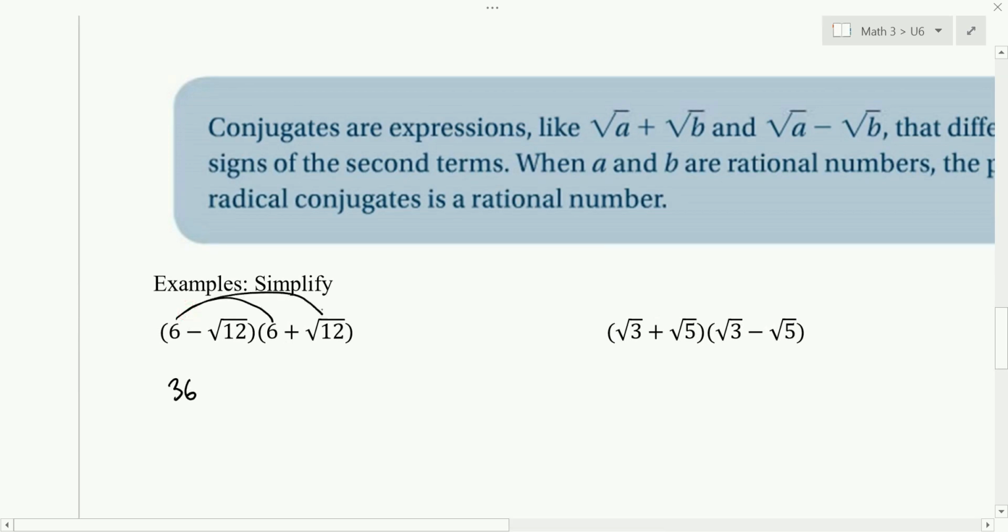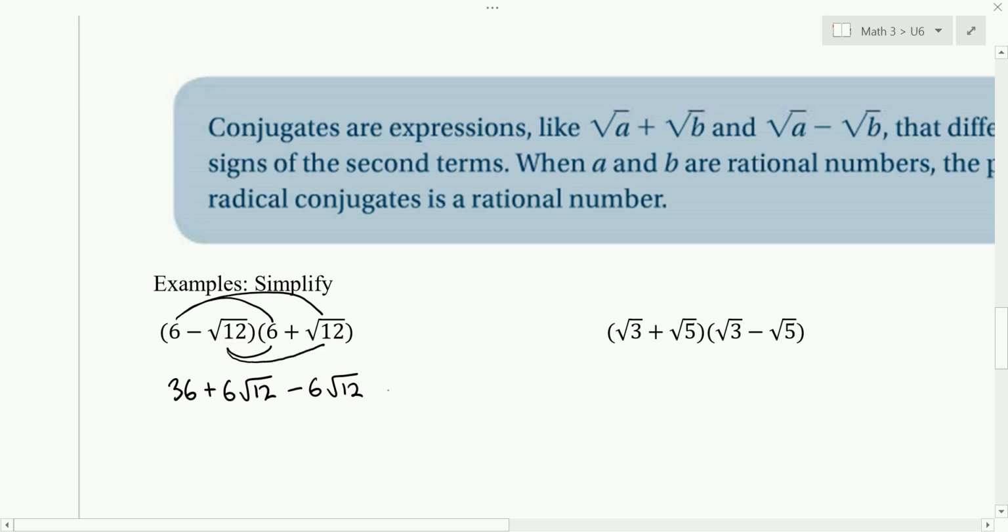6 times the square root of 12 is 6 times the square root of 12. Can't multiply the 6 and the 12 because one's a root and one's not. Negative square root of 12 and 6 is negative 6 times the square root of 12. And then negative square root of 12 times the positive square root of 12.